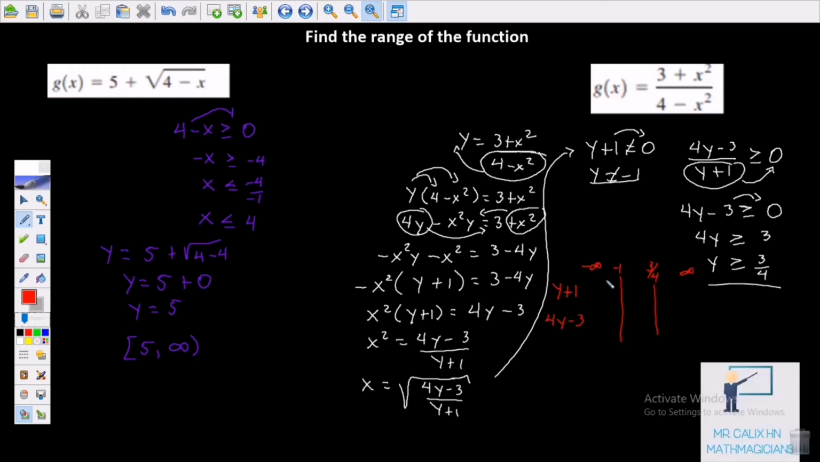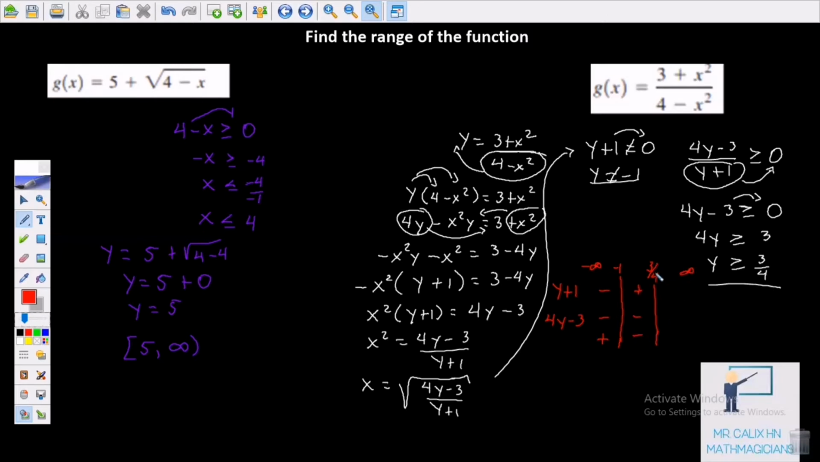If I substitute a number that is from negative infinity to negative 1, for example, negative 2, if I substitute negative 2 here in y, my answer is going to be negative. If I substitute negative 2 here in y, the answer is again negative. Negative times negative is positive. The next one, from negative 1 to 3/4, I can substitute a number that is between them. It would be 0. An example, if I substitute 0 here, the answer is positive. And if I substitute 0 here, the answer is negative. Positive times negative is negative.